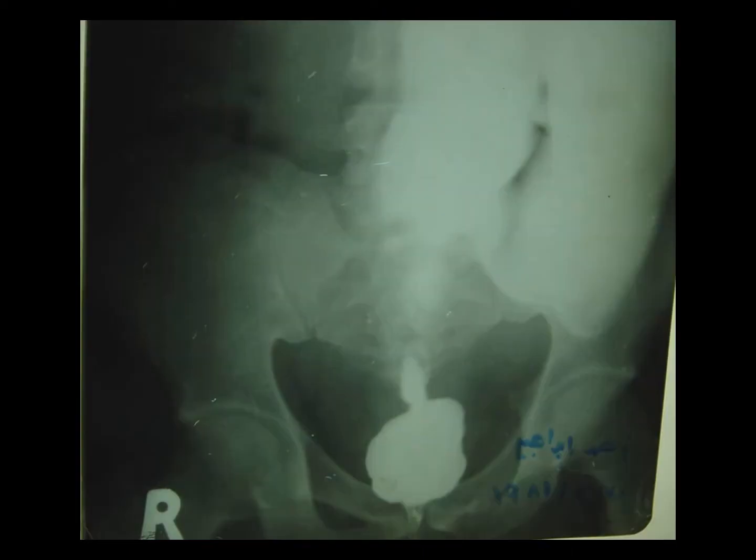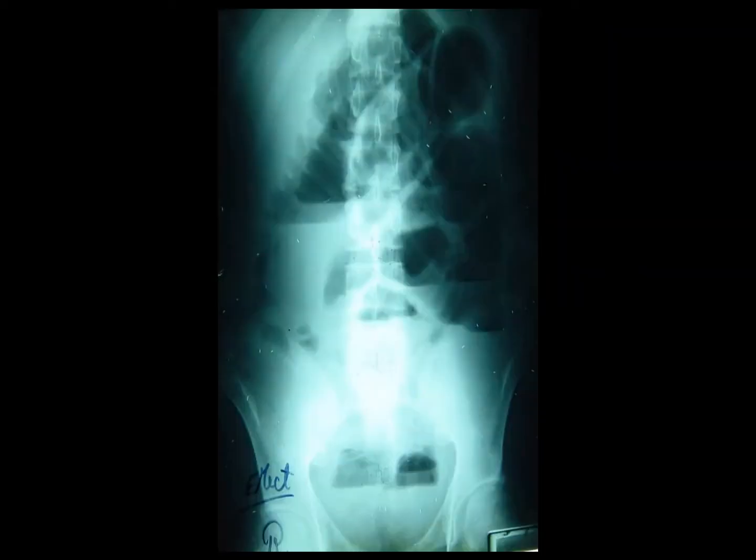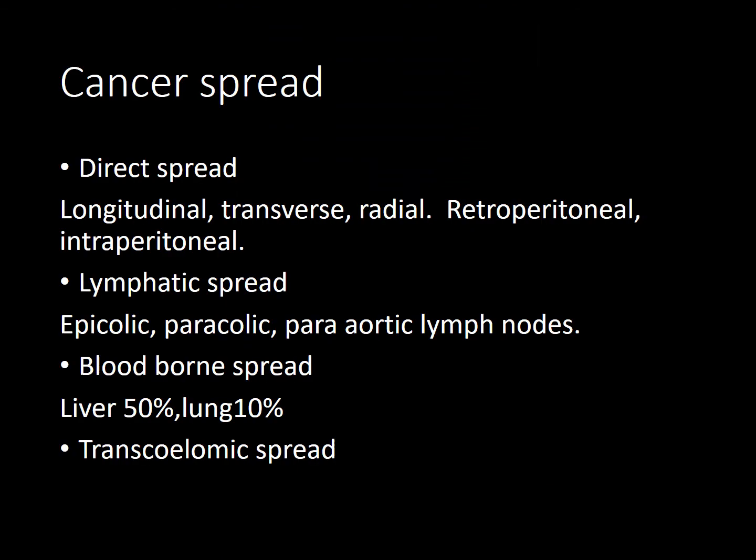Another one of annular carcinoma in the rectosigmoid area, with irregularities of the mucosa, narrowing of the lumen, and apple core appearance. Another one of cancer rectum, but it is a tubular type, a long segment. And this is the manifestation of intestinal obstruction if there is complete occlusion by the cancer of the sigmoid.